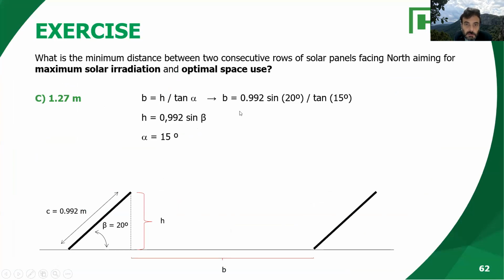Okay. We take 0.92 times the sine of the slope angle. That will give us the h, and then we divide by the tangent of the minimum solar altitude we are considering, which is 15 degrees. So this gives us a minimum distance of 1.27, okay? For this particular module, and this slope angle we have considered here, okay? So this is a formula you can use to determine the spacing between rows.